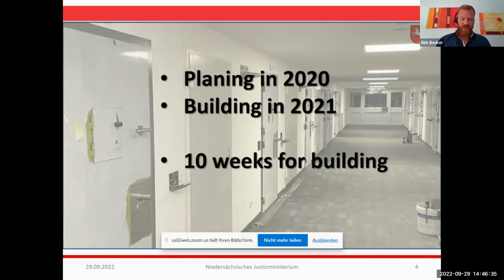So this detention house was planned in 2020 and built in 2021. One requirement was that the building time inside the prison could take a maximum of 10 weeks. During these 10 weeks, the company had to set up the models, build the floor inside, create the facade, and create a roof. The company did it in 10 weeks.